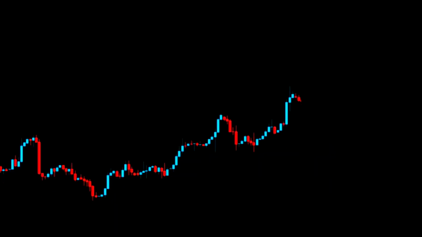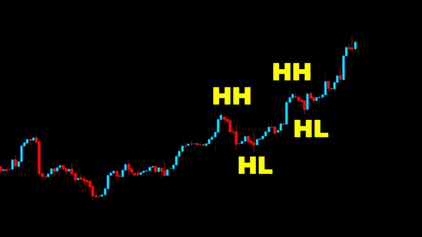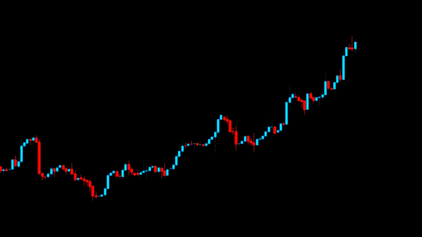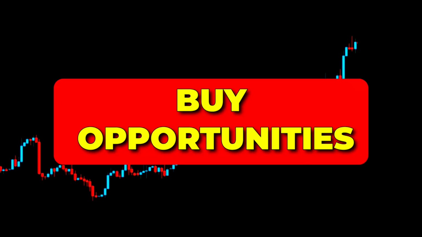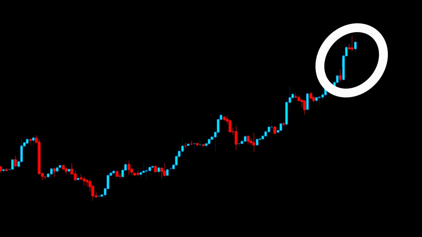So here we have a chart of the market where the price is making higher highs and higher lows. This indicates the market is in an uptrend, and as it is in an uptrend phase, we will look out for the buy areas. As the price has become too high, we cannot buy from this position now, and thus we will have to wait for the price to make a pullback.